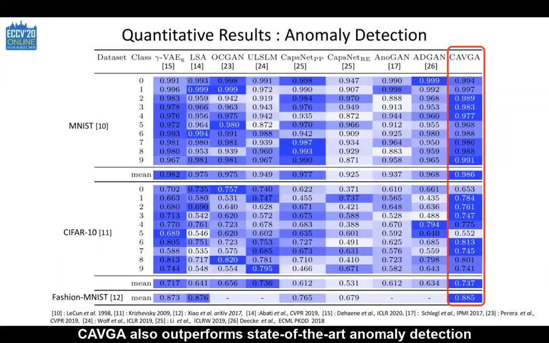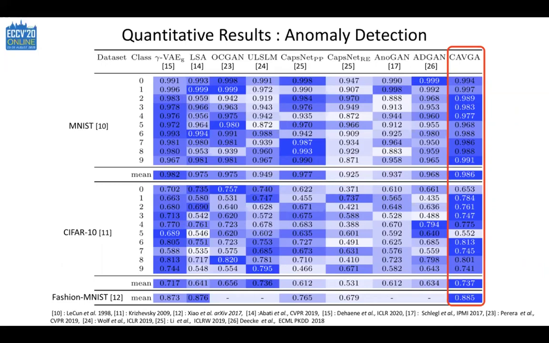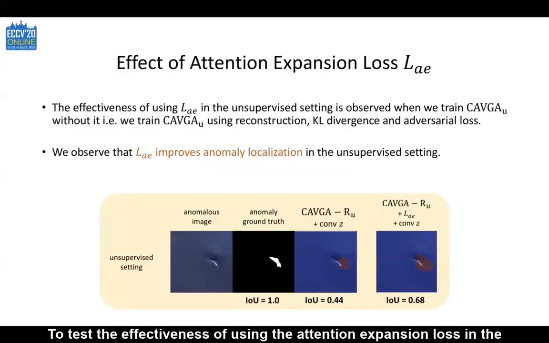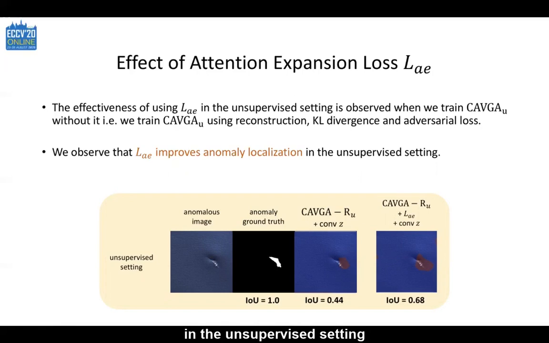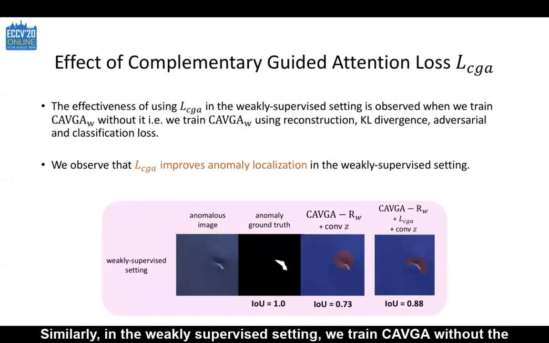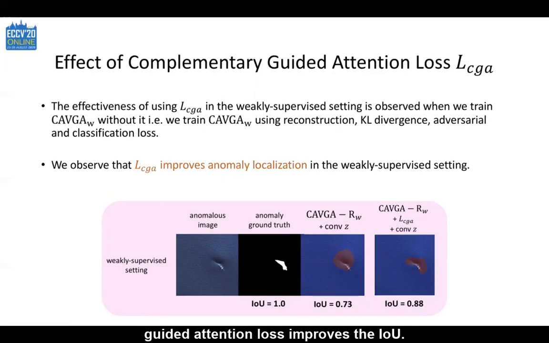CAVGA also outperforms state-of-the-art anomaly detection methods on 3 academic benchmark datasets, MNIST, CIFAR10, and Fashion-MNIST, with an improvement ranging from 0.1 to 2.5%, 3 to 31%, and 2 to 24% respectively. To test the effectiveness of using attention expansion loss in the unsupervised setting, we train CAVGA without the attention expansion loss. We observe that the attention expansion loss improves the localization in the unsupervised setting. Similarly, in the weakly supervised setting, we train CAVGA without the complementary guided attention loss and observe that the complementary guided attention loss improves the IOU.